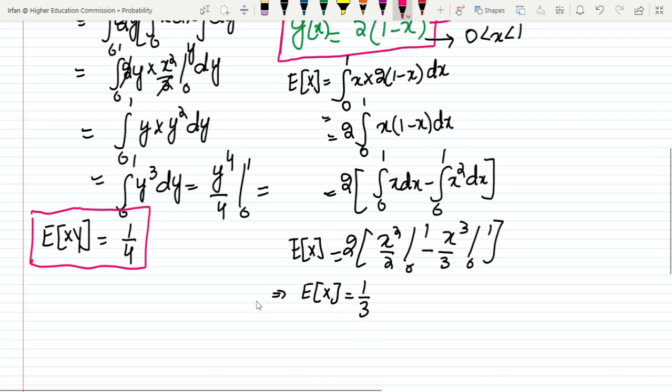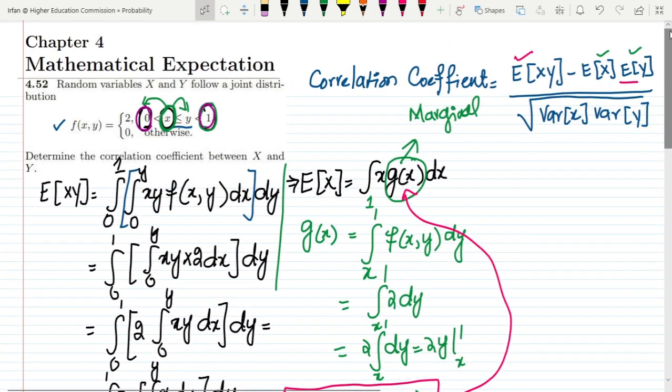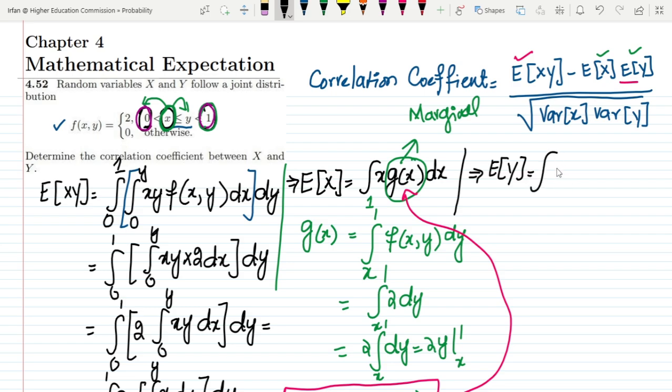Okay, so that is for the expected value of x. Now let us move to find the other values, and here it is the expected value of y. In order to find it out, let me separate it out here. The expected value of y would be the integral from 0 to 1 because this is the overall range, and that is the averaging, of y times h of y dy.